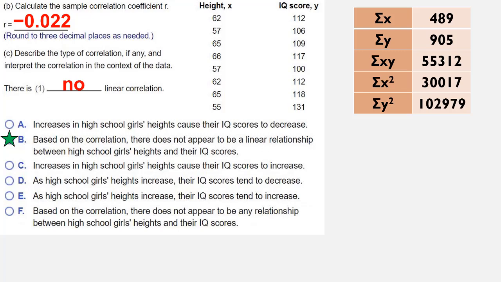their IQ scores. So some people might say F sounds right. Based on the correlation, there does not appear to be any relationship between high school girls' heights and their IQ scores. But when we're finding R, we're looking for a linear relationship, not just any relationship. It could be that there's some nonlinear relationship like a parabola or a cubic graph that explains these things. But that's not what the correlation coefficient R finds. It finds the strength of a linear correlation. So that's why it's choice B and not choice F.